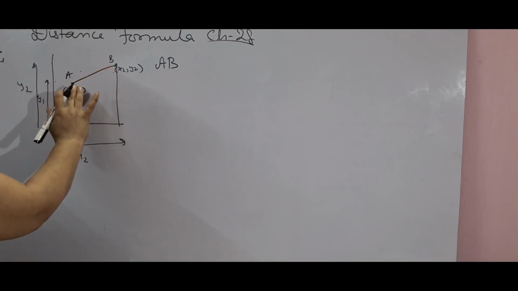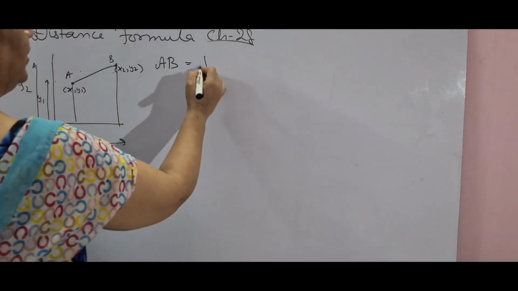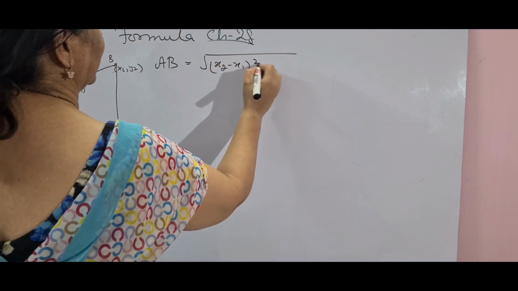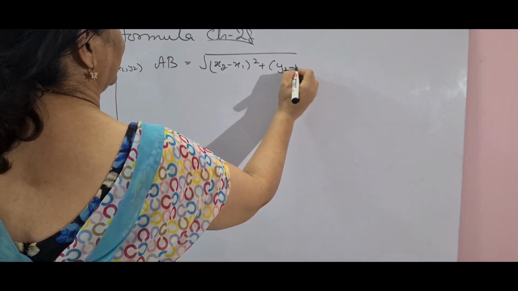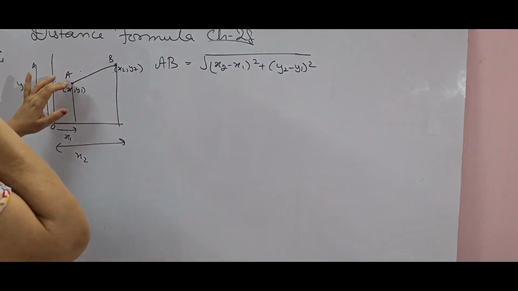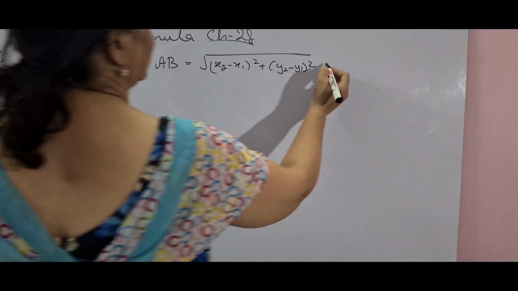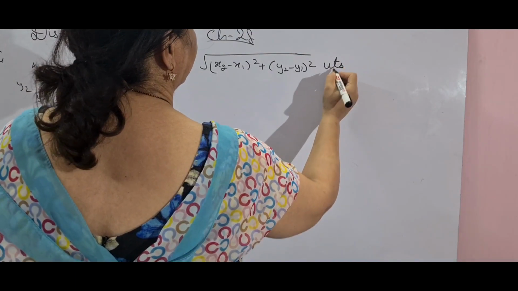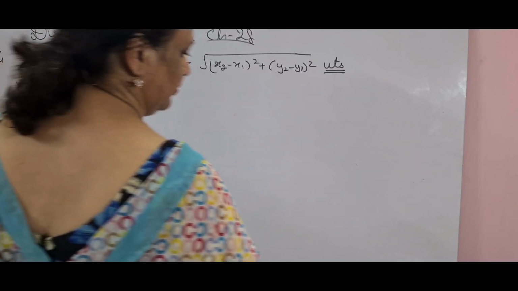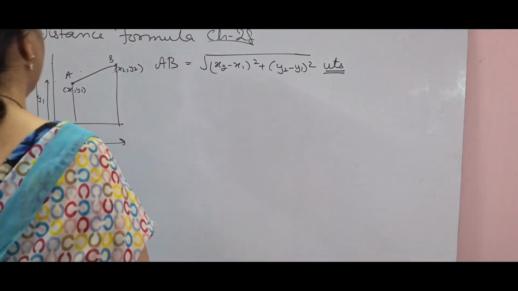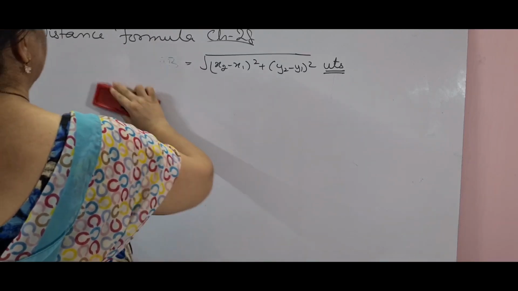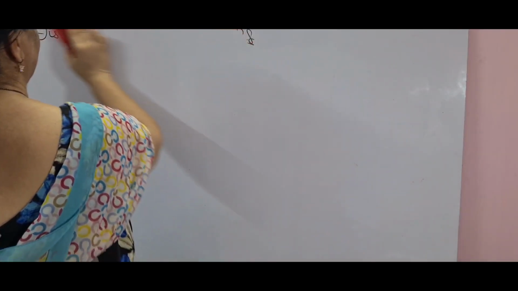If I have to find the distance between AB, it is very simple, children. You just have to write the formula and commit it to memory: the square root of x2 minus x1 whole square plus y2 minus y1 whole square. So this will give you the distance between AB, the two coordinates in the plane, and since it is a distance, you give the units, UTS, because most of the times units will not be given to you, but you know that since you are talking about distance, you have to mention the unit, UTS or whatever is mentioned in the question.